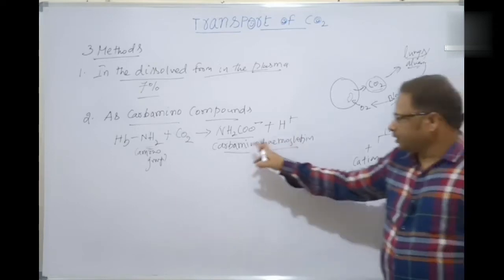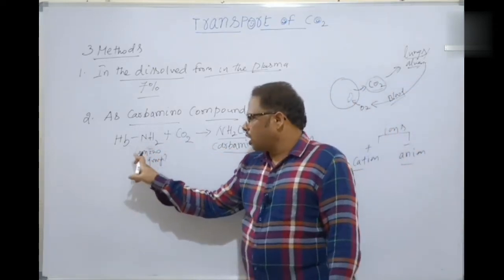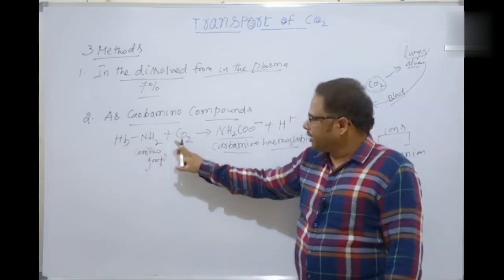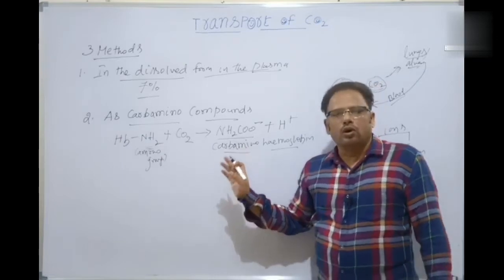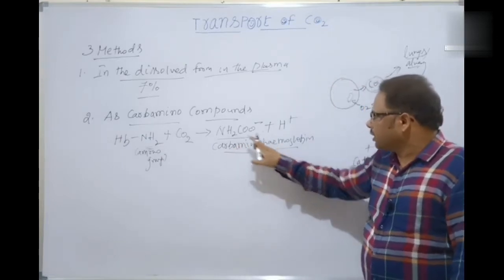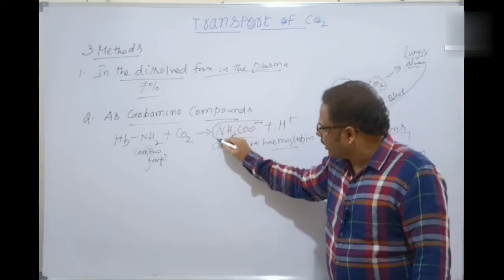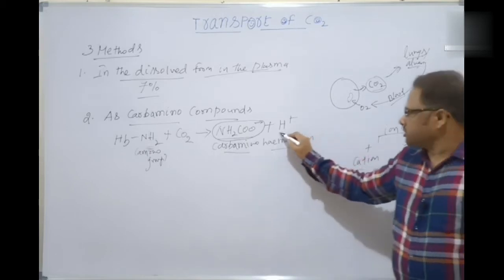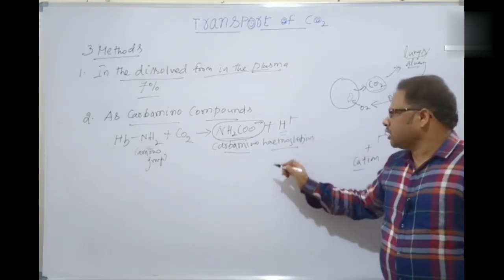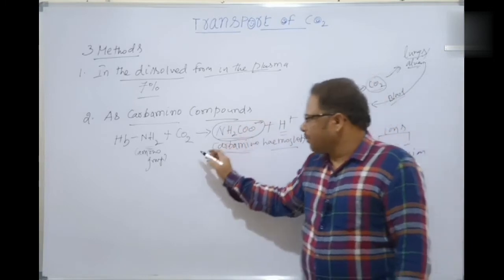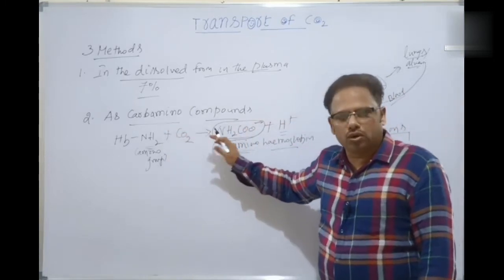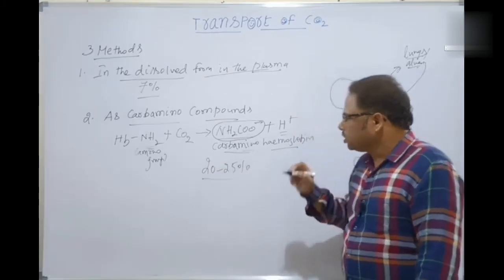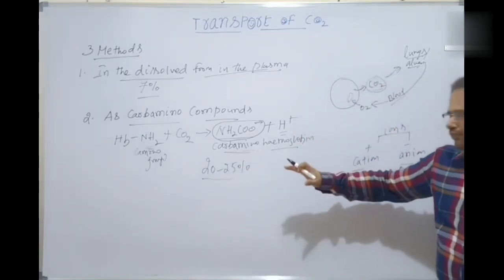So here, the NH2 group of the hemoglobin, to which the carbon dioxide joins, forms a carbamino compound called carbamino hemoglobin. What is carbamino hemoglobin here? NHCOO minus. What is that? An anion. Okay, as a result, H plus ions are released here. So how much carbon dioxide is transported as carbamino compounds? 20 to 25% approximately, sometimes even lesser, but it's only an approximation.